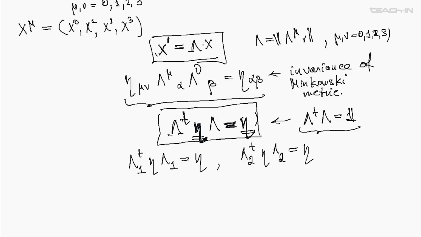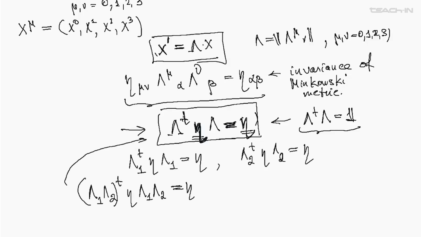And so I'm taking two representatives, say two matrices, lambda1 and lambda2, each of which satisfies this relation. And I consider the product of these two. And I need to show that the product lambda1 lambda2 satisfies the same relation, which means that if I take lambda1 lambda2 and take a transpose, and then I put eta and multiply it with lambda1 lambda2, then I will get eta again. Meaning that the product lambda1 lambda2 would satisfy the same defining relation, and so it would also be a Lorentz transformation.